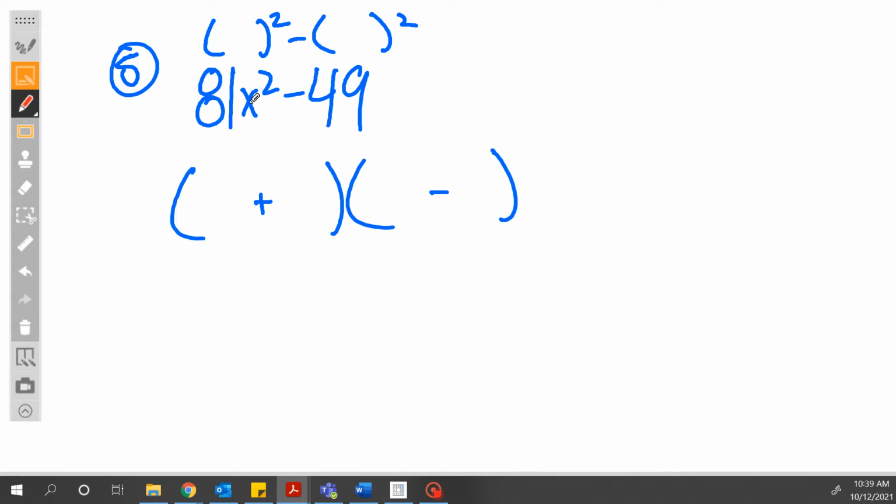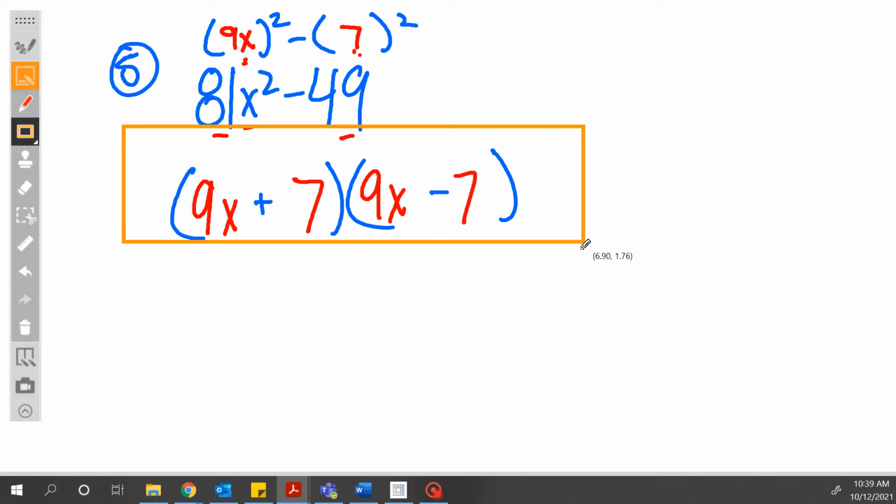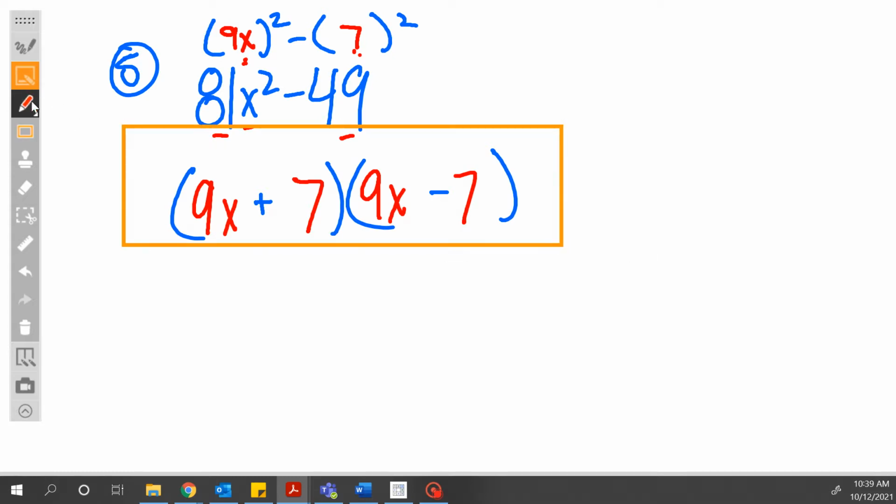So to get 81x squared, I would have to square 9x. 9 squared is 81, x squared is x squared. To get 49, I would have to square 7. 7 squared is 49. So the factorization would be the sum of these, 9x plus 7, and the difference of these, 9x minus 7. And that is the way that 81x squared minus 49 factors: 9x plus 7 and 9x minus 7.